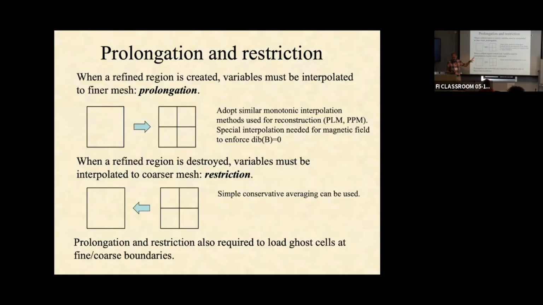So you also need this when you're loading ghost cells. It's not just when you're creating and destroying meshes, but when you have a fine and coarse boundary, two mesh blocks at two different resolutions, then the ghost cells of one mesh block coming from the neighbor will either have to be prolongated or restricted, depending on whether the neighbor is coarser or finer. And so you have to do all this prolongation and restriction in the boundary communication step as well. And again, that makes you have to have all those ghost cells loaded properly.